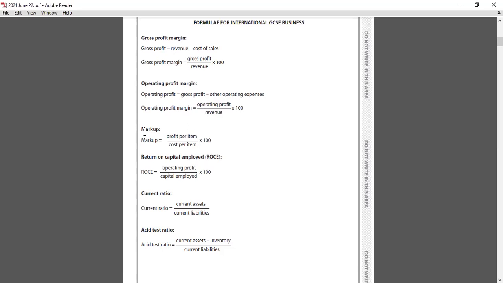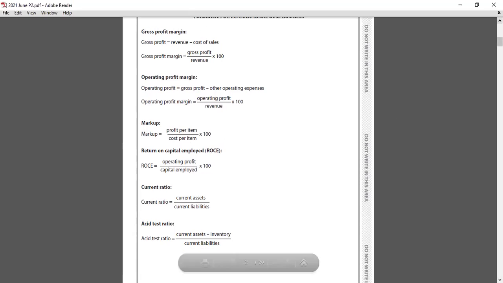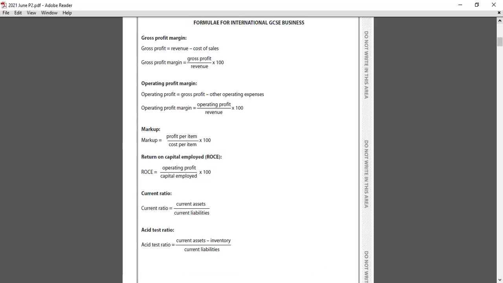And markup percentage: markup equals profit per item divided by cost per item times 100. And ROCE, return on capital employed, equals operating profit over capital employed times 100. And current ratio, current assets over current liabilities, and acid test ratio, current assets minus inventory over current liabilities. These are all the formulas that you have to learn in the financial ratio lesson.